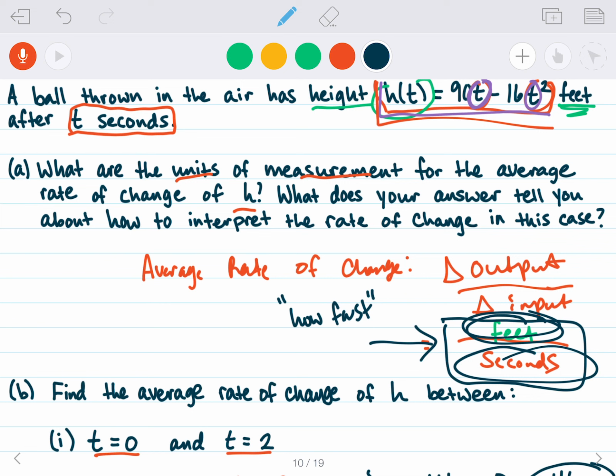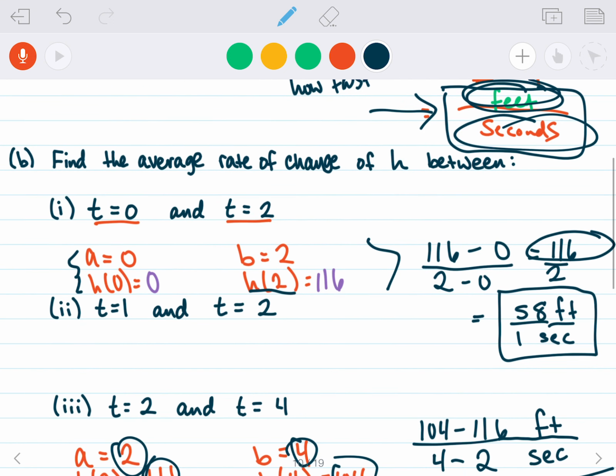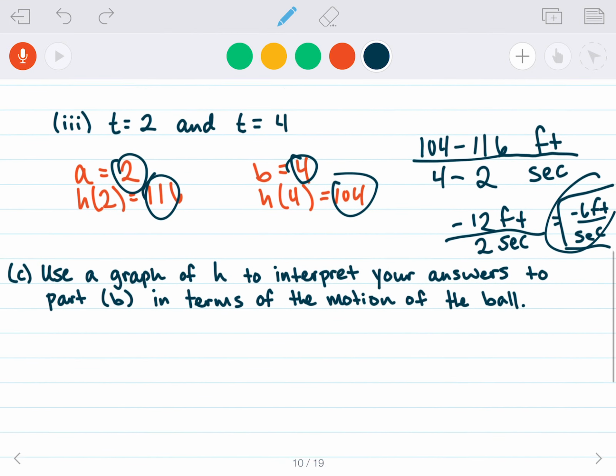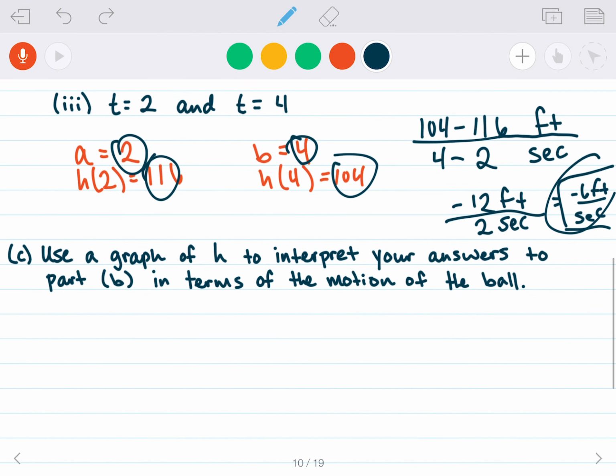Well, a ball is being thrown. So what this means is, because this thing's negative, that means that gravity is taking over and the ball is now falling, as opposed to up here where it was rising in height. Now it's falling because of this negative sign. Okay, so it's going in the opposite direction. All right, use a graph of h to interpret your answers in terms of the motion of the ball.